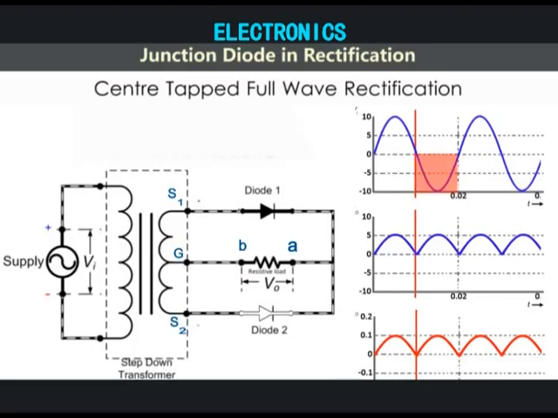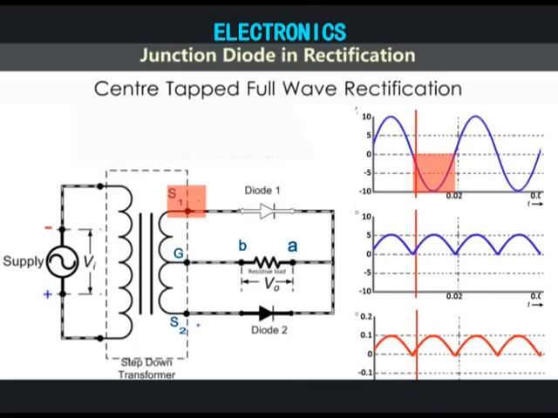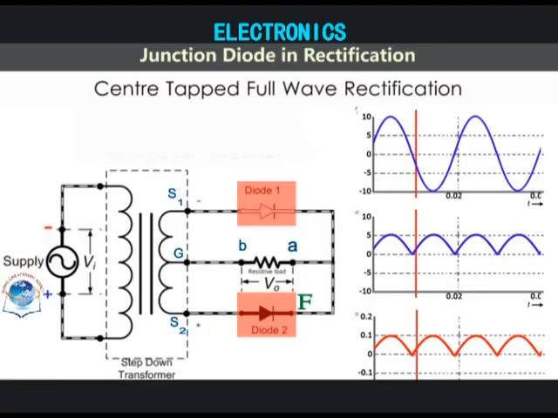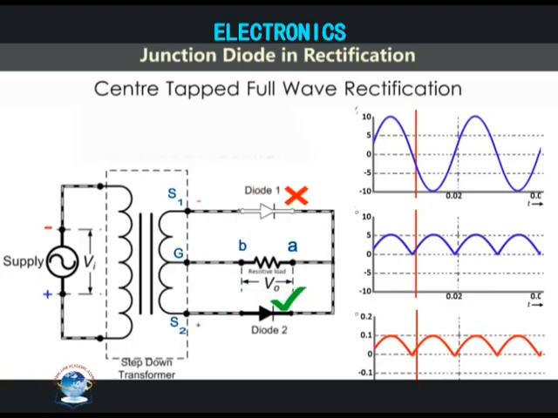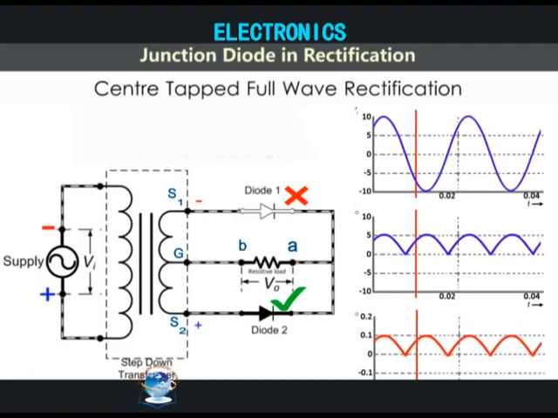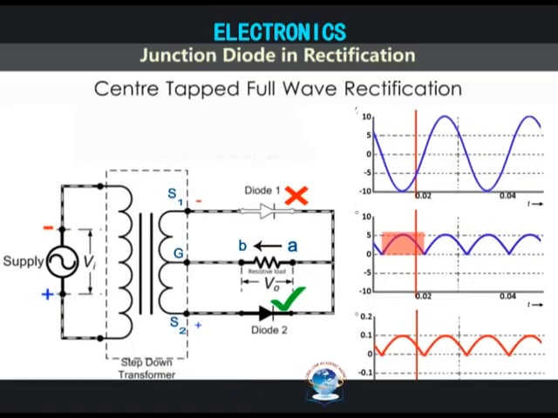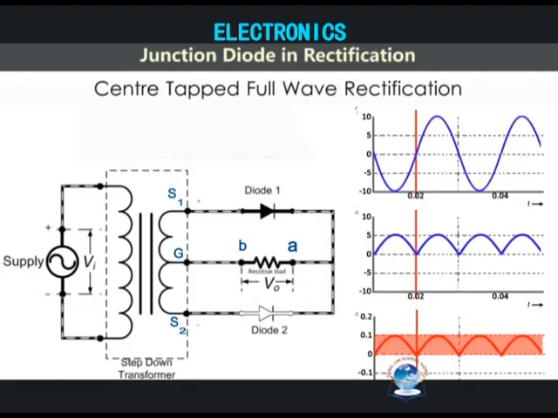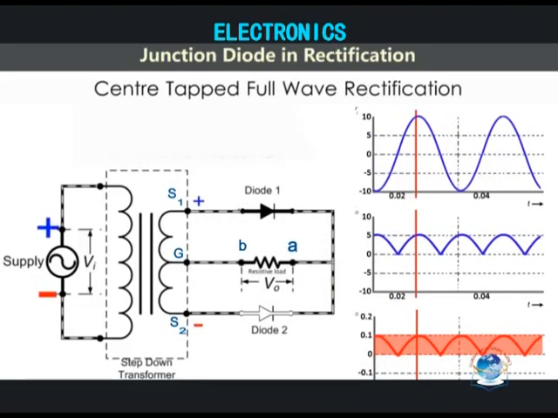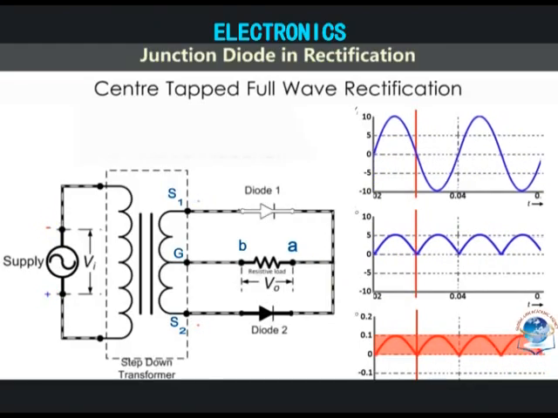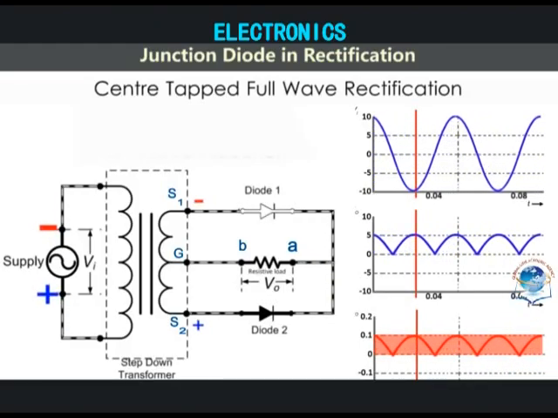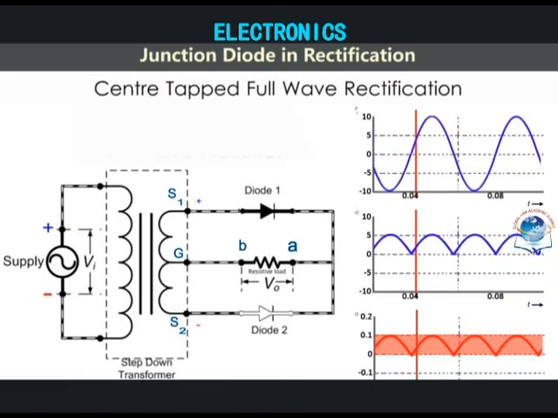During the negative half cycle, the secondary terminal S1 becomes negative and S2 becomes positive. At this point, D2 is forward biased and D1 is reverse biased. D2 will conduct, but D1 will not. The current flow will be in this direction, again A to B, and voltage drop will appear across the load. So you see the current flow across the load is in the same direction in both cycles. Thus, a full wave rectification is accomplished using this center tap transformer and 2 diodes.